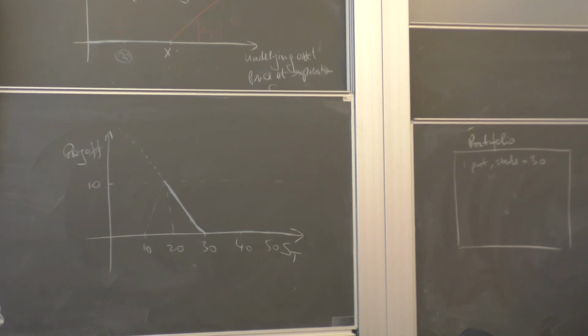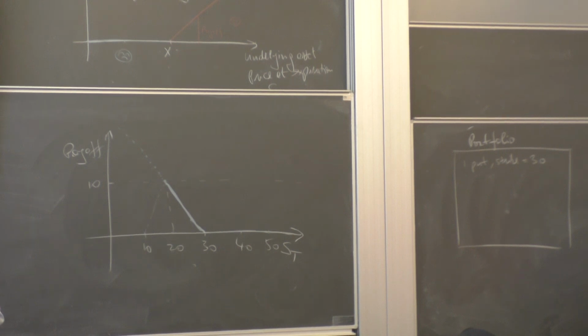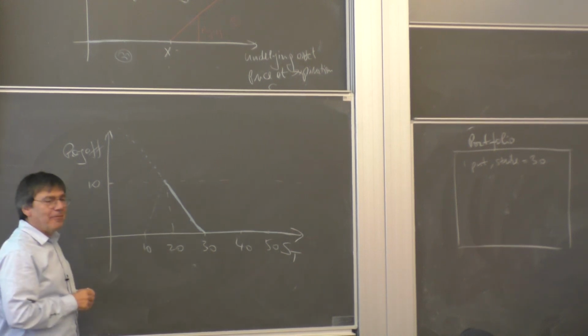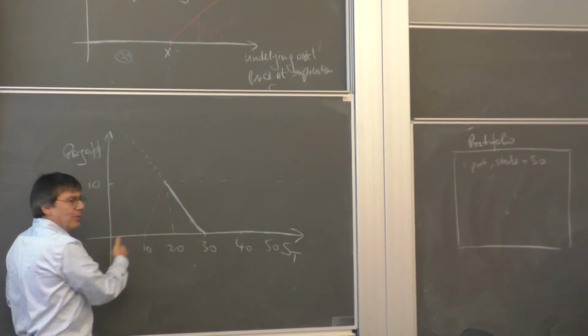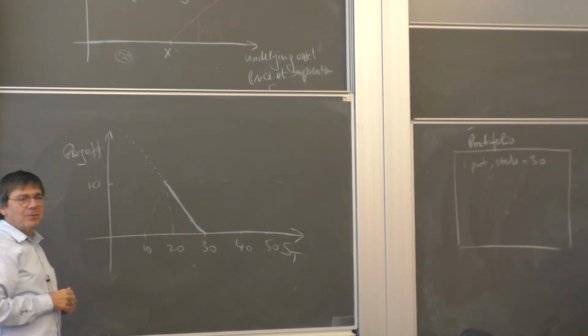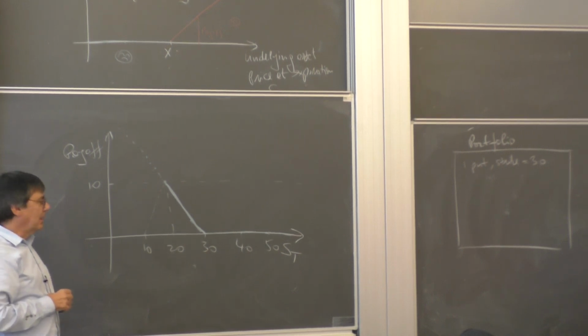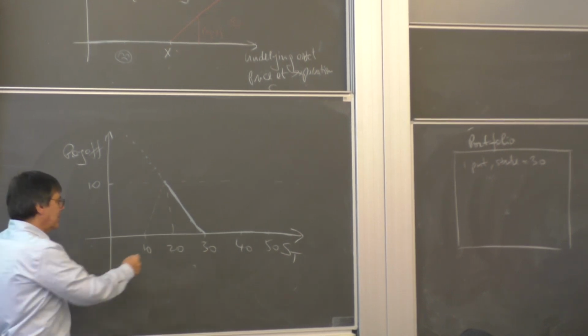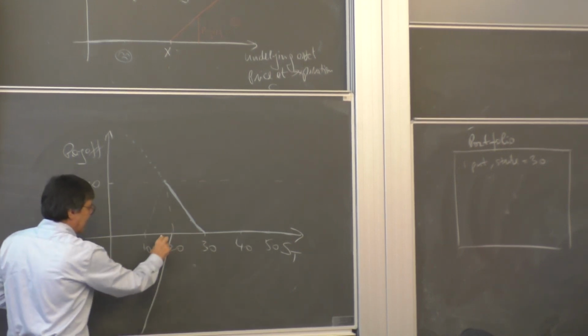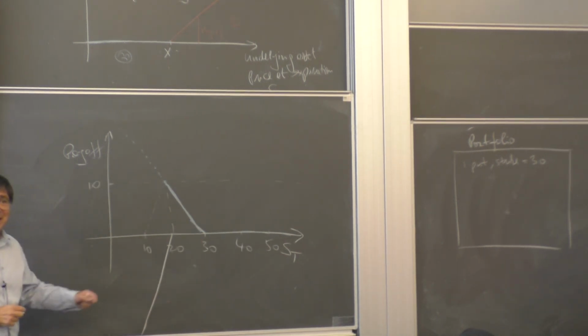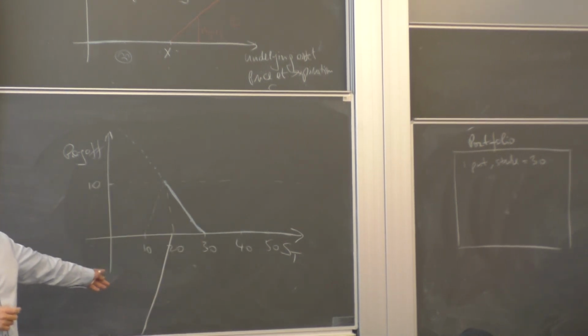We add a line of slope 2. We want to add something whose payoff is 0 beyond this point, but before this point, the payoff function is linear with a slope of 2. That looks like this, and then 0 there. Okay, let's have a look at that. Is that the payoff function of something?